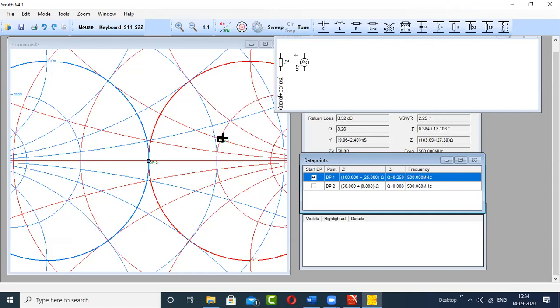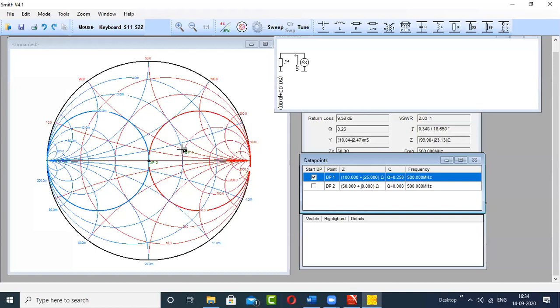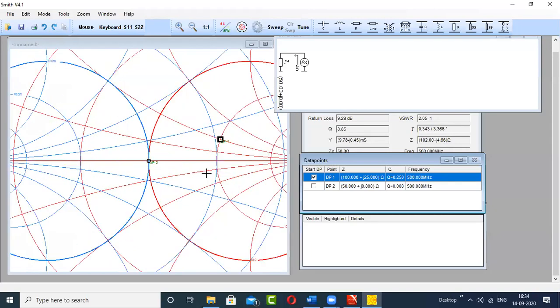Similarly, there will be one more circle which will pass through this load and it will be parallel with this appearing blue circle. If I move on this blue circle, which is near to this load, you can move closer to the center of the Smith chart. So moving on this blue circle is meaningful, but moving on this red circle is meaningless here because it will take you away from the center. So I will move on this blue circle, which is not appearing here, but I will consider that there is one blue circle parallel to this blue circle.